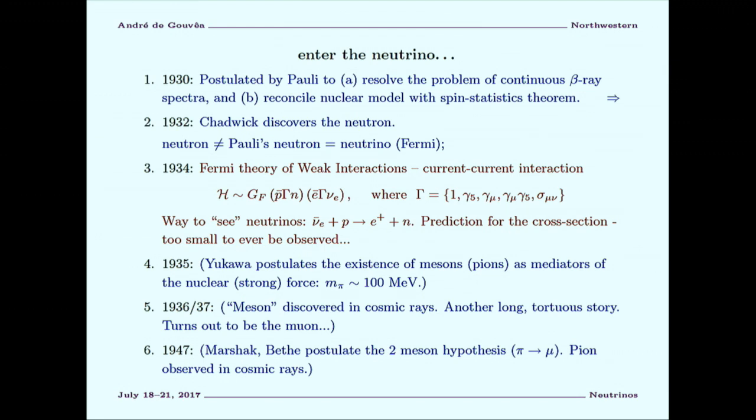Again, in 1934, when this theory was written down, the safe conclusion was that it was not going to be possible to do an experiment ever to see a neutrino. That was a good assessment at the time. So let me pause here for a second and tell you about other stuff that was going on.